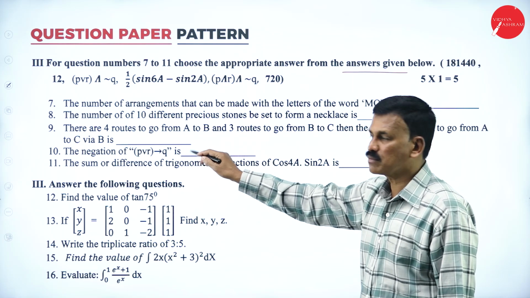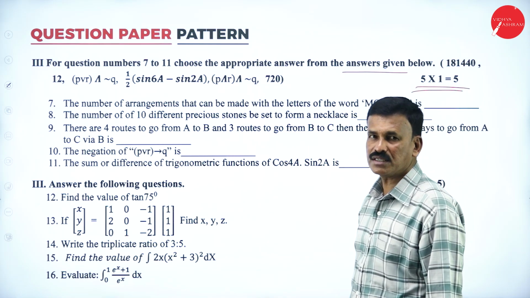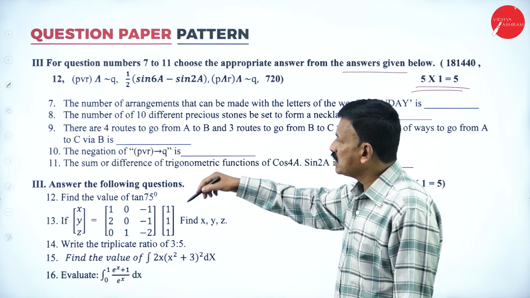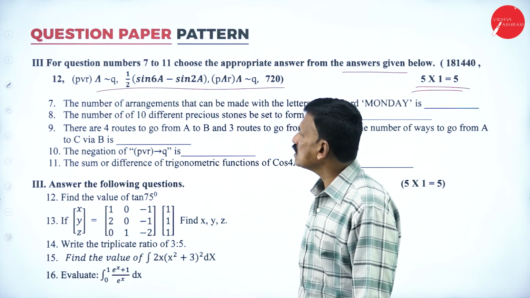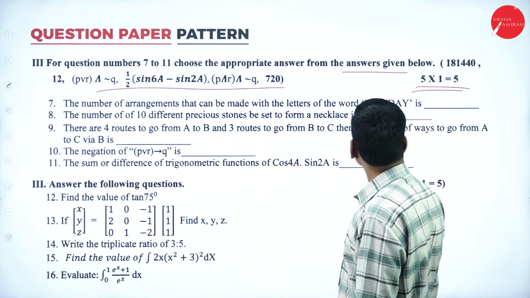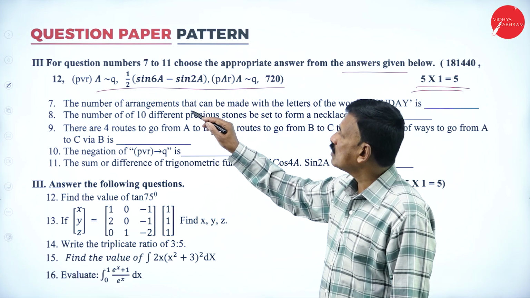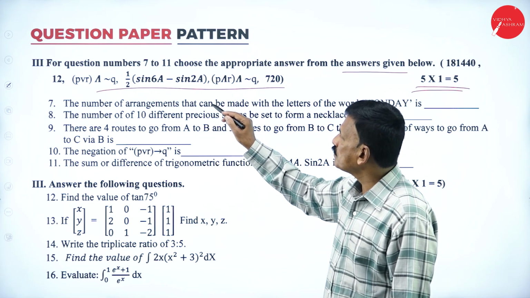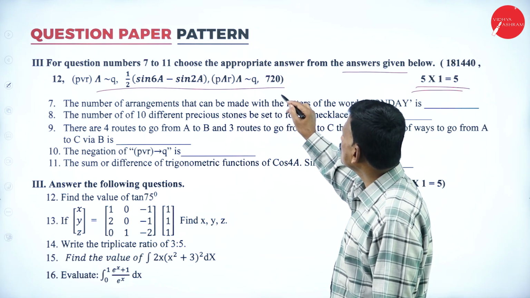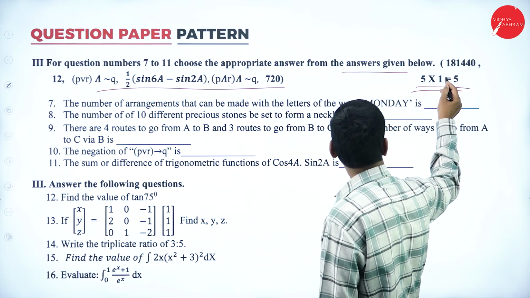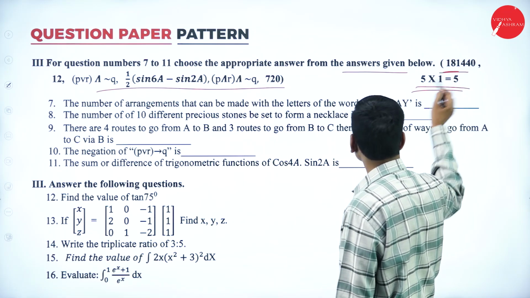For the questions from 7 to 11, choose the appropriate answer from those given below. That means these are fill in the blanks questions. Each carries 1 mark, 5 into 1 is 5 again. So 5 fill in the blanks are there. The answers are given here itself, and we have to choose the answers from these. Okay, these are the answers: 12, P disjunction or conjunction negation Q, half of sin 6a minus sin 2a, P conjunction or conjunction negation Q, 720 and 1,81,440. So we have options here.